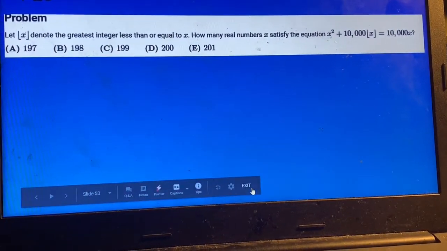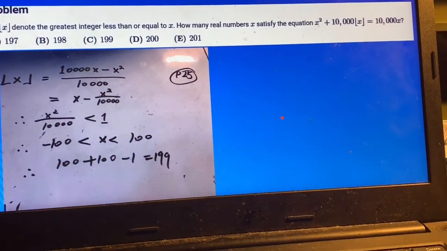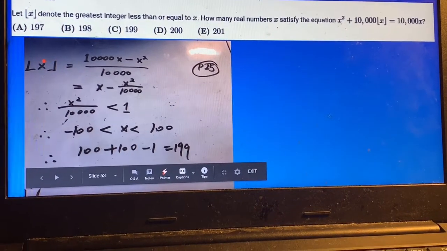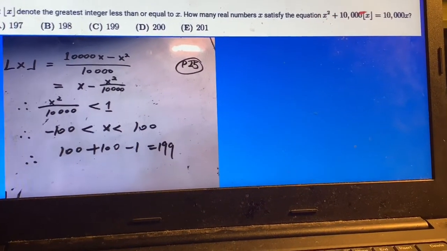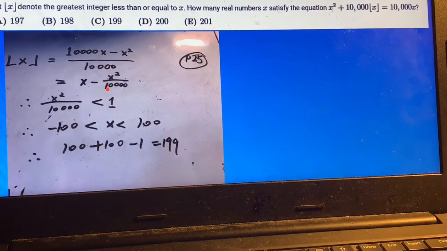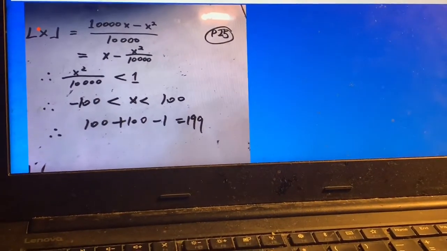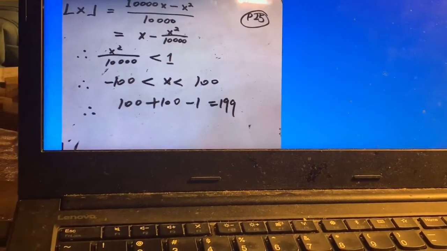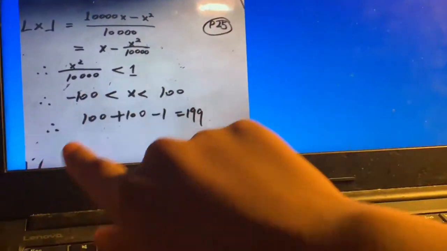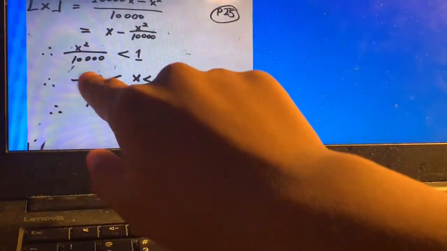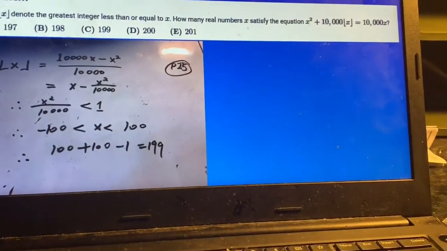Finally, the last problem and the boss problem, let x denote this. One problem is to write this in the form of x. So you can just put this minus this divided by this, and you can simplify it into this case. Since we know that this is the number below it, it must be less than 1. The number it reduced must be less than 1. Therefore, if we want this less than 1, we want this less than 10,000. Therefore, this can be negative 100 to positive 100.